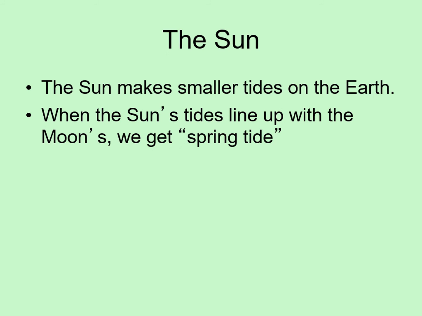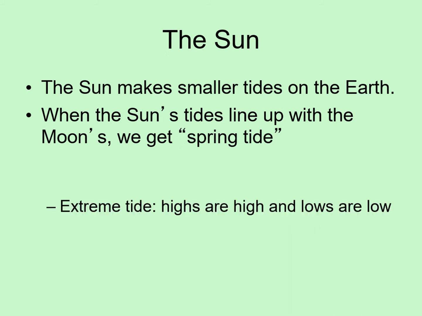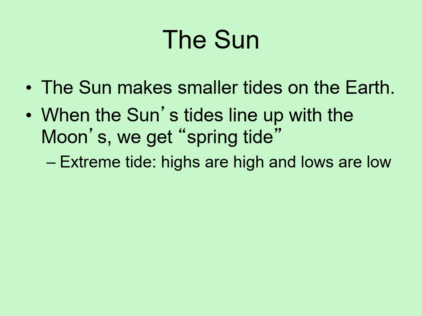When the sun and the moon are lined up, we get what is called a spring tide. In a spring tide, the high tide is higher than we would get just from the moon, and the low tide is lower.